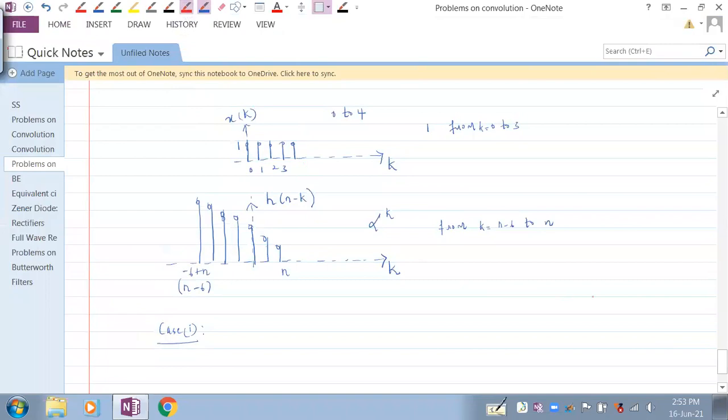So no overlap case means, see, the signal which is stationary is already there. Fine. And they are not the same length. Here we have got 7 samples. Here we have got just 5 samples. So let us be aware of the length of the signal also. X of k needs to be of smaller length, mind you. And this h of n minus k is this.